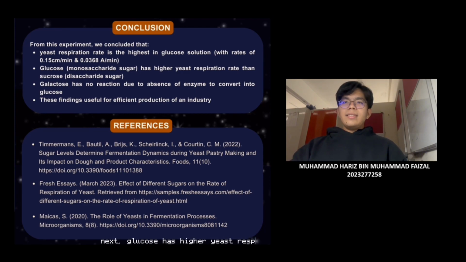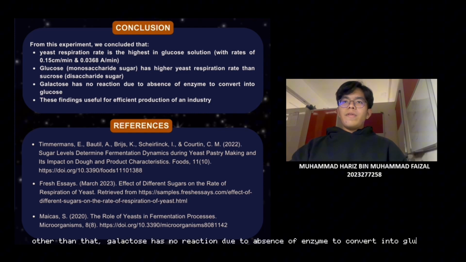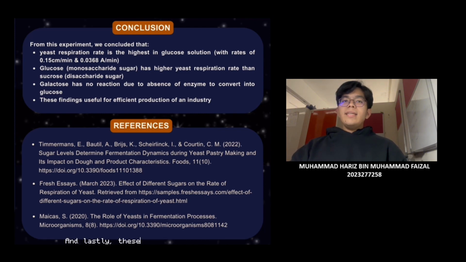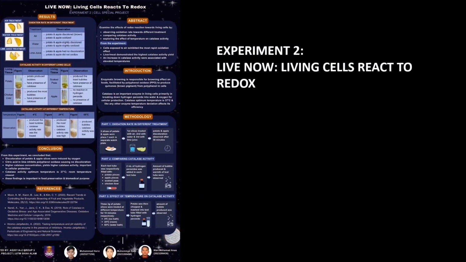From this experiment, we concluded that yeast respiration rate is the highest in glucose solution. Next, glucose has a higher yeast respiration rate than sucrose. Other than that, galactose has no reaction due to the absence of an enzyme to convert it into glucose. And lastly, these findings are useful for efficient production in industry. Experiment 1 completed. Experiment 2.